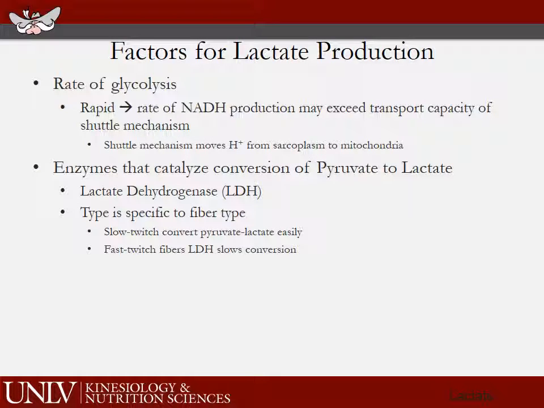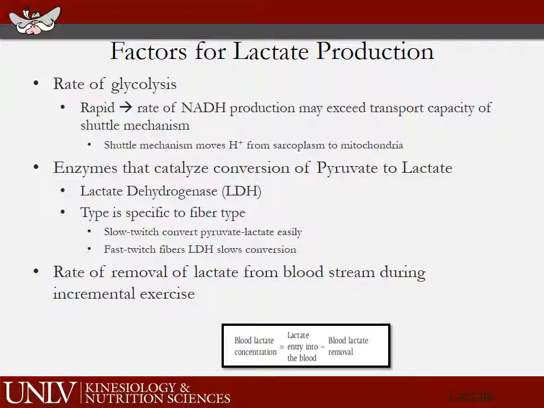So, some factors that determine lactate production. The faster the rate of glycolysis, the faster the rate of NADH production. Now this may exceed the transport capacity of the shuttle mechanism, so going back and forth, that hydrogen ion from the sarcoplasm to the mitochondria. If the production of NADH is higher, then it can't take enough of those mechanisms. So think about the cell membrane of the mitochondria, and there's only a certain number of these mechanisms there.